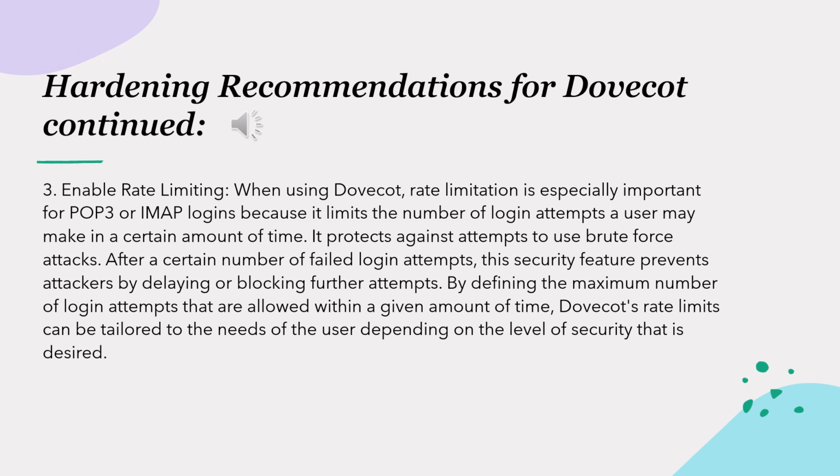Hardening recommendations for Dovecot continued. 3. Enable rate limiting. When using Dovecot, rate limitation is especially important for POP3 or IMAP logins because it limits the number of login attempts a user can make in a certain amount of time. It protects against brute force attacks. After a certain number of failed login attempts, this feature prevents attackers by delaying or blocking their further attempts. By defining the maximum number of login attempts that are allowed within a given amount of time, Dovecot's rate limits can be tailored to the needs of the user depending on the level of security that is desired.